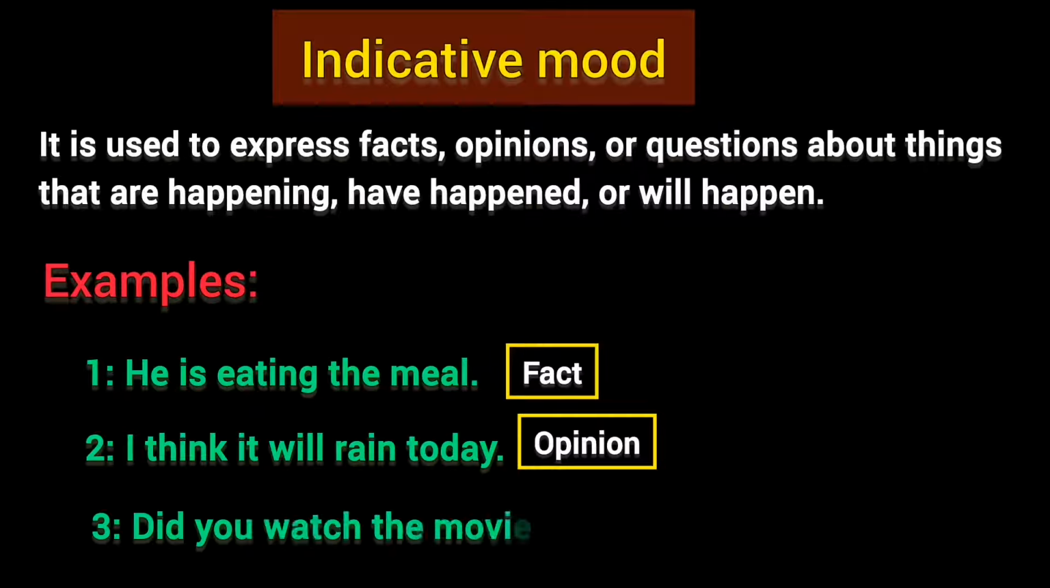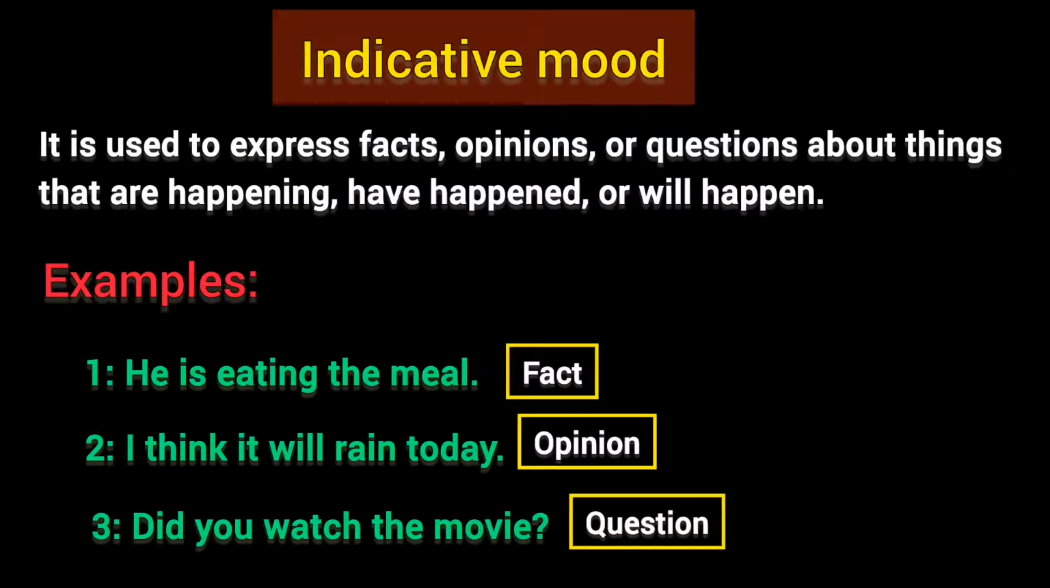Did you watch the movie? Here this sentence is asking a question. As we have said, the indicative mood of a verb can express opinion, fact, and a question. So, this is a question, that's why this is an example of an indicative mood. Simply, when a sentence expresses an opinion, a fact, or asks a question, that is indicative mood.